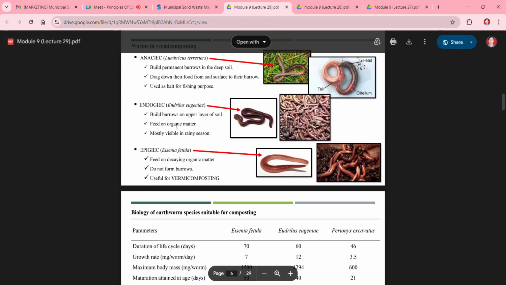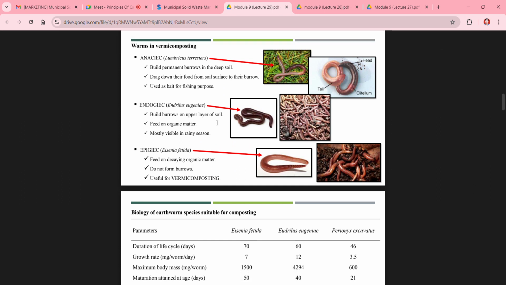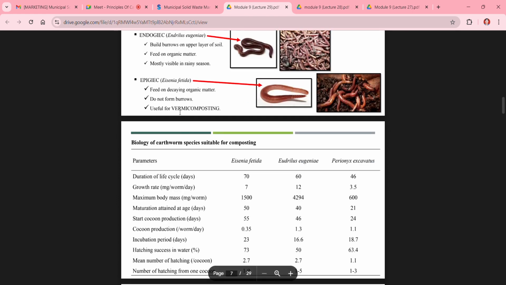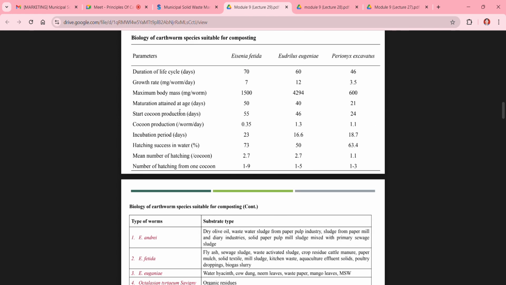Then endogeic worms build burrows in the upper layer of soil. They feed on organic matter and are mostly visible in the rainy season. Then there is epigeic, which feeds on decaying organic matter and does not form burrows. It is useful for the vermicomposting process.